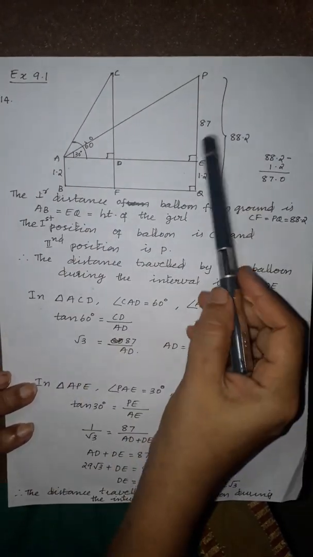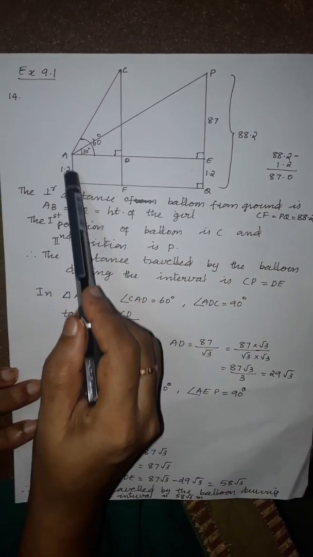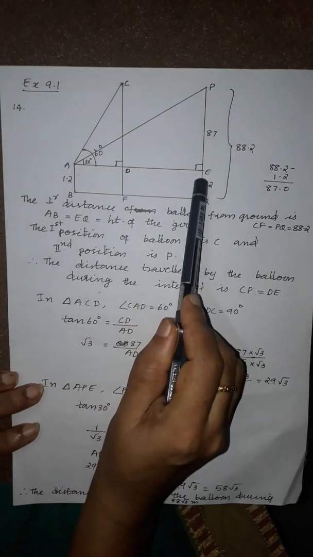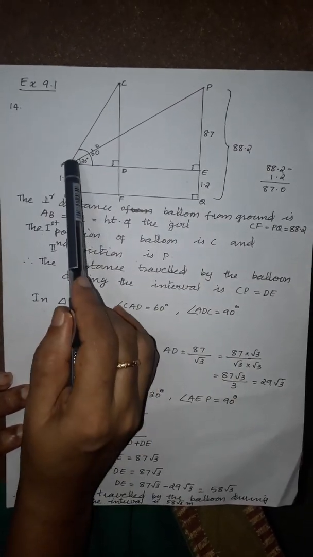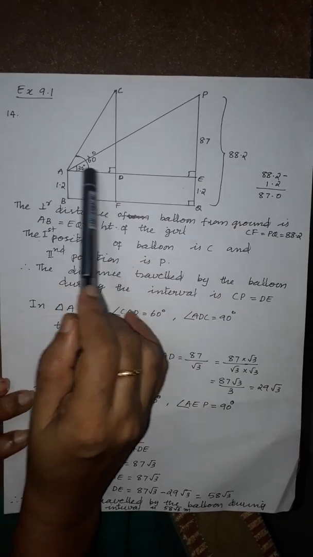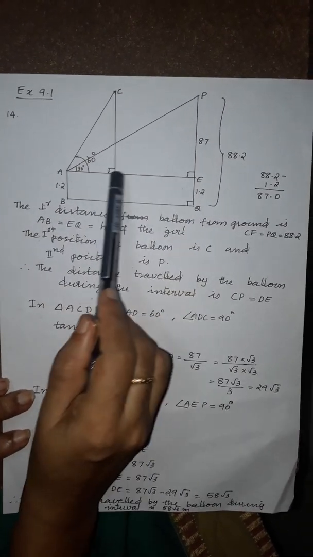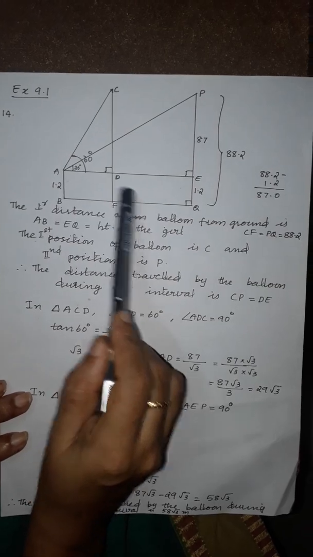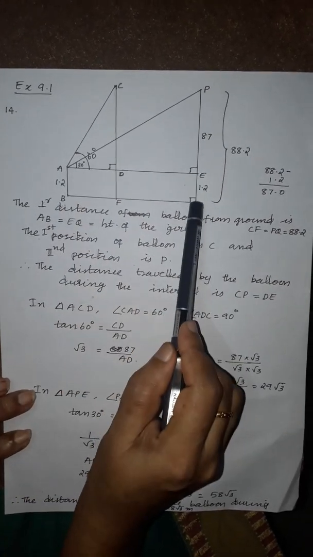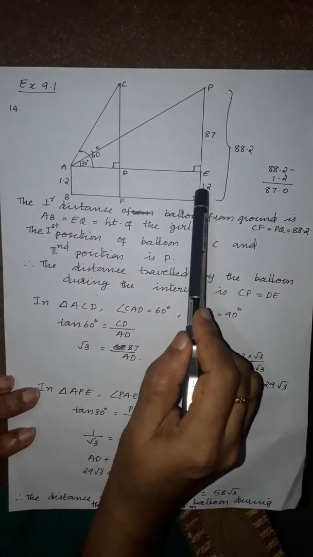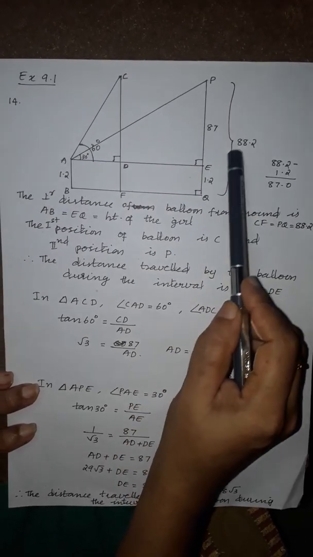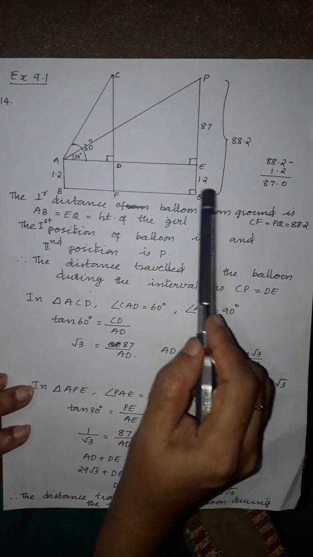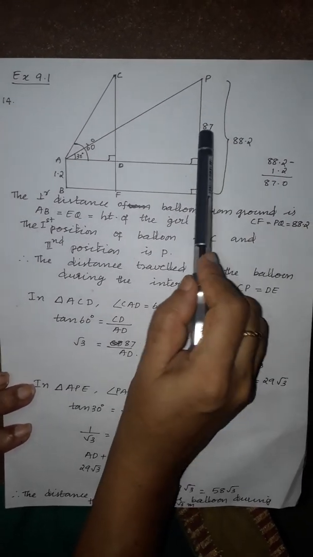Now the height of the girl is 1.2 meters. The same height is EQ. These two lines are parallel. This is the ground. We have drawn the horizontal line from the eyes, so these two lines are parallel. Therefore AB is equal to EQ, which is 1.2 meters. If EQ is 1.2 meters, we can find PE: total 88.2 minus 1.2, that is 87.